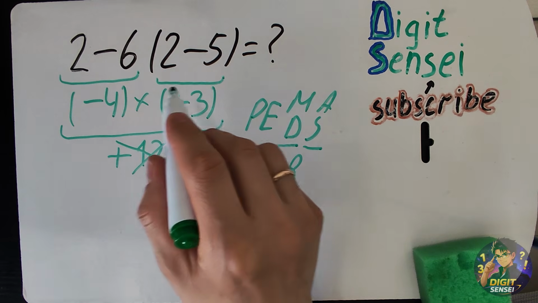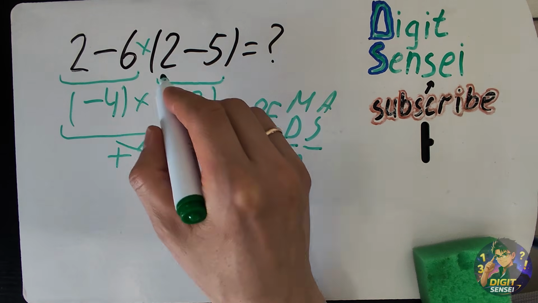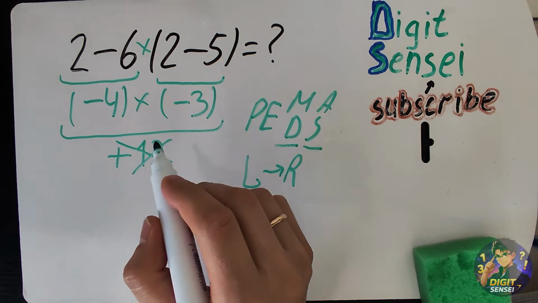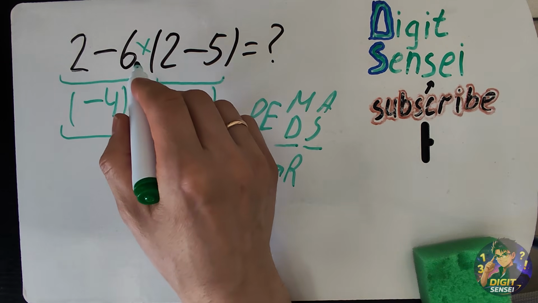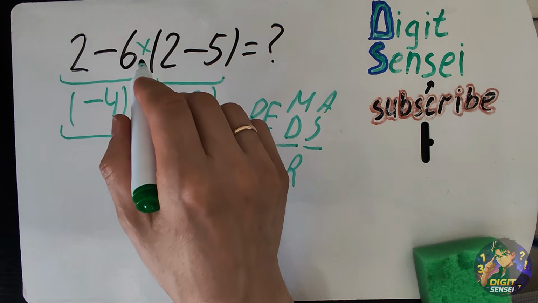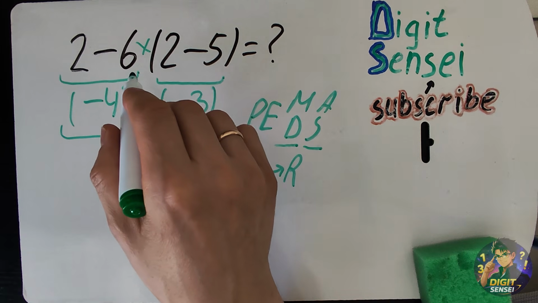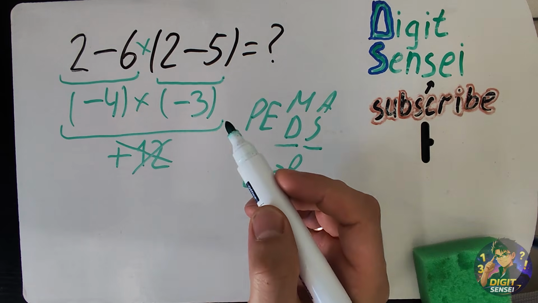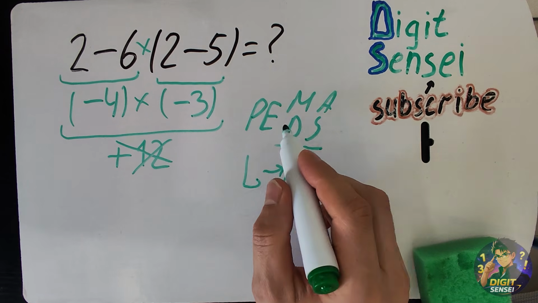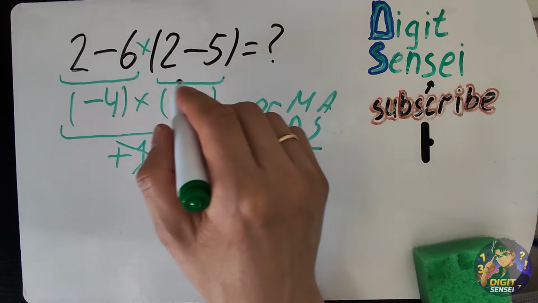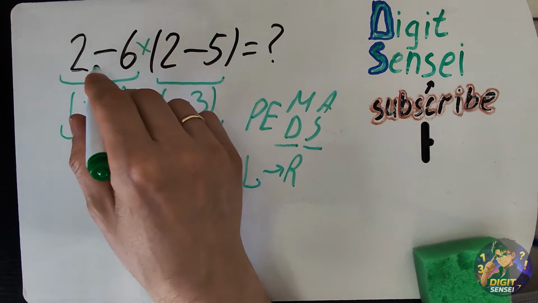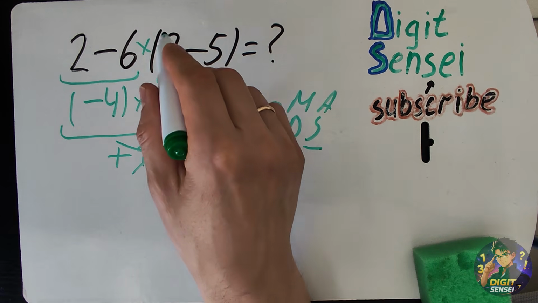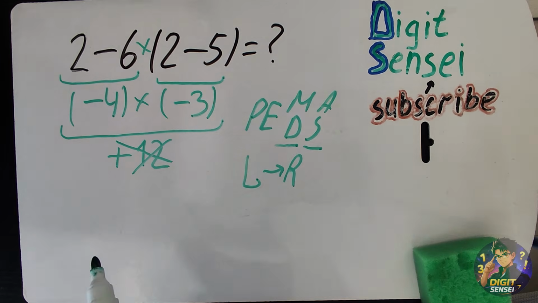In this expression, we have one subtraction, one multiplication, and one parentheses. Inside this parentheses, we have one subtraction. Here we have a multiplication, because in mathematics, when a number is placed next to parentheses, it means multiplication. And we usually don't write the multiplication sign for brevity. Okay? So, according to PEMDAS, first we have to do this parentheses, then this multiplication, and finally this subtraction. If we do this subtraction before this multiplication or this parentheses, it is wrong.